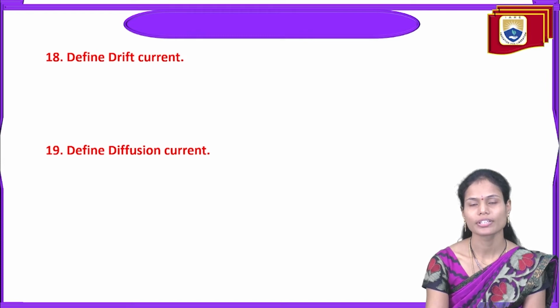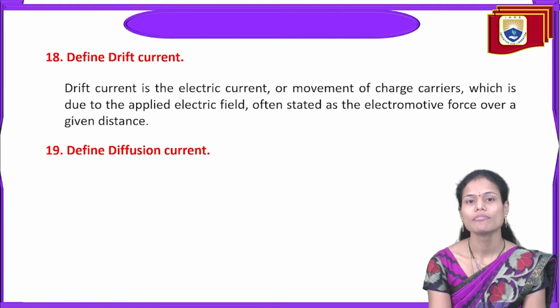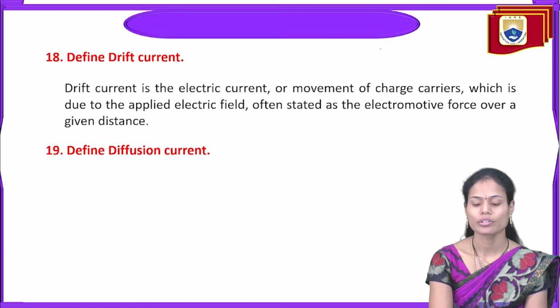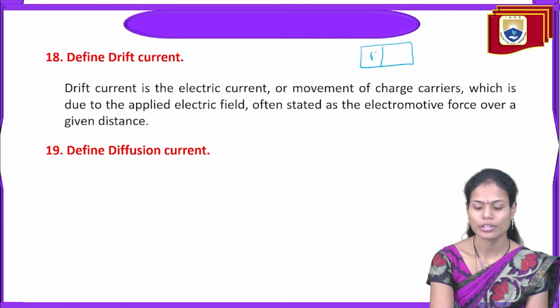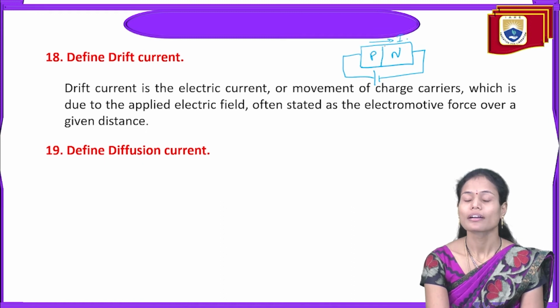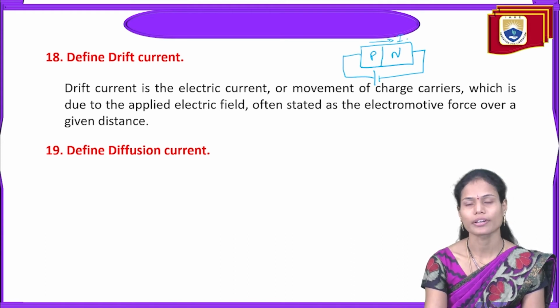Next, define drift current. Drift current is the electric current or movement of charge carriers due to the applied electric field, often stated as the electromotive force over a given distance. If you take the diode circuit and apply some voltage to this diode, there is a movement of current in the diode. That current is the drift current. Whenever we apply an external voltage to the circuit and current is generated, that is the drift current.